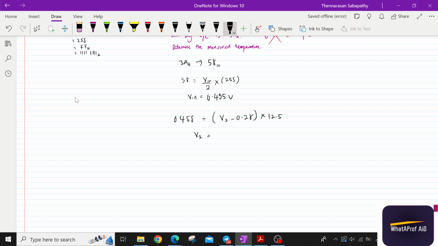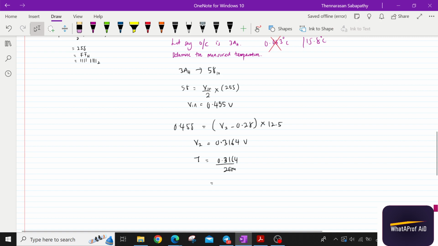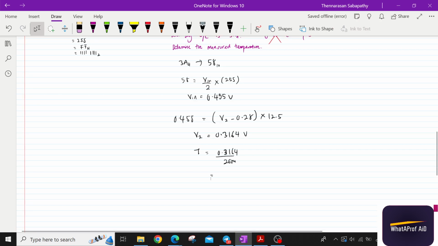Now we want to get the temperature. The temperature equals 0.316 divided by the 20 milli. 0.3164 divided by 20 milli. What is the answer? You should get 15.8 degrees Celsius.